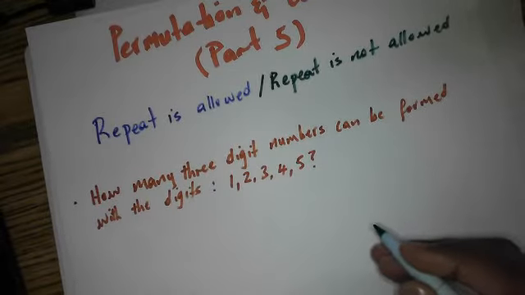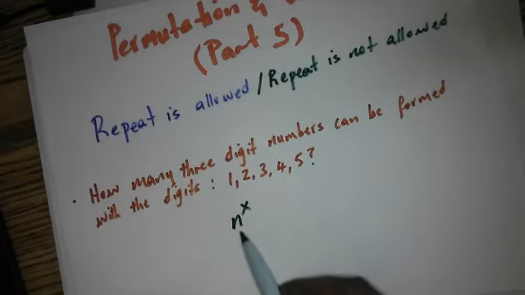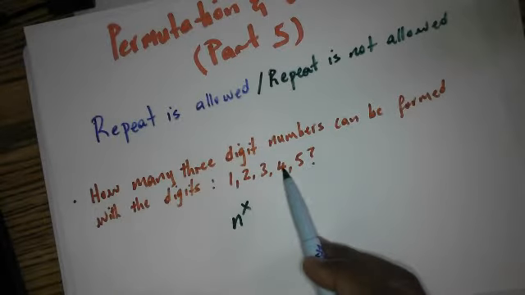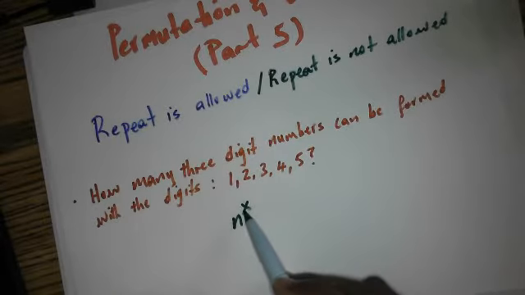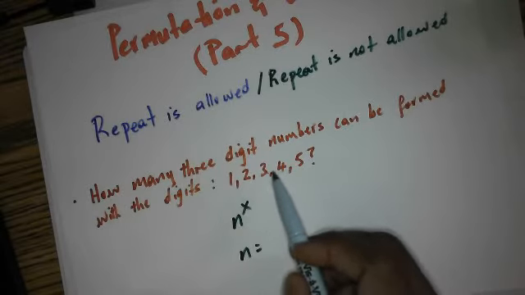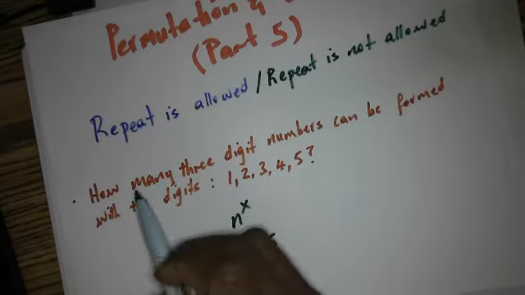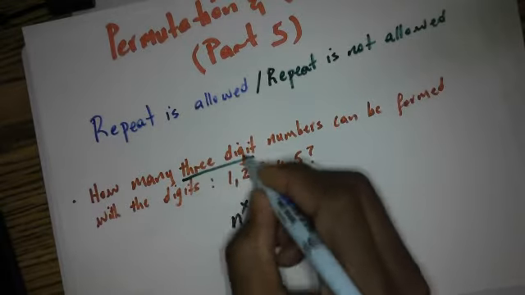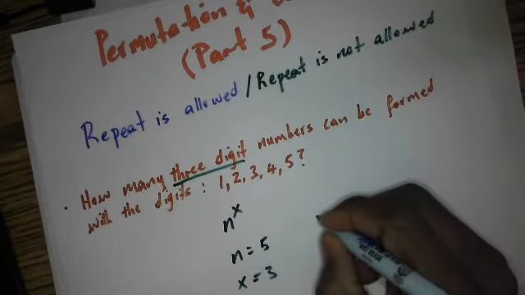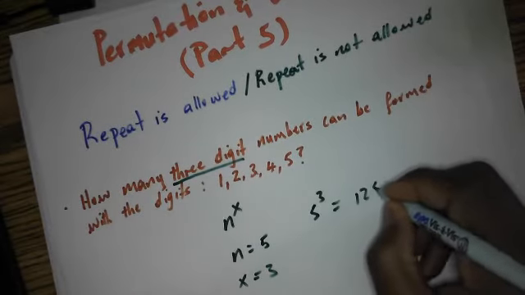Okay, and it can be taken of this form: n to the x, where n is the number of digits that exist in the question, and x is how many of it you're choosing. So n in this case would be 1, 2, 3, 4, 5. There are 5 digits there. X would be, you say how many 3 digits, so x would equal 3. So our solution here would just be n to the x, that would be 5 to the 3, which is the same as 125.